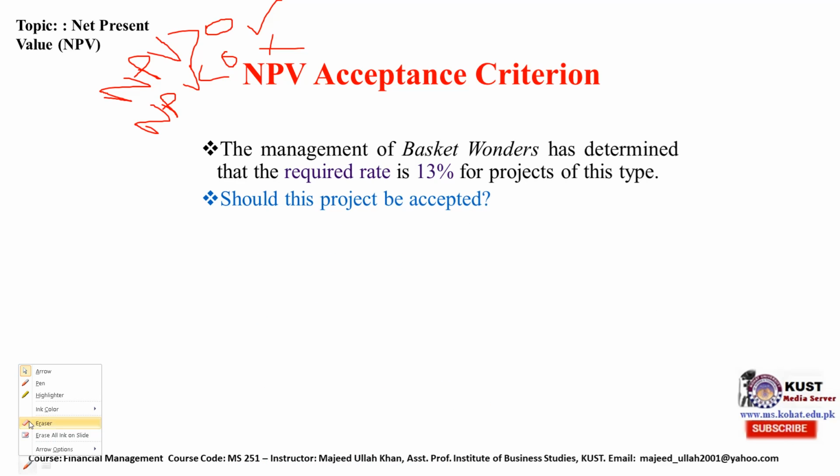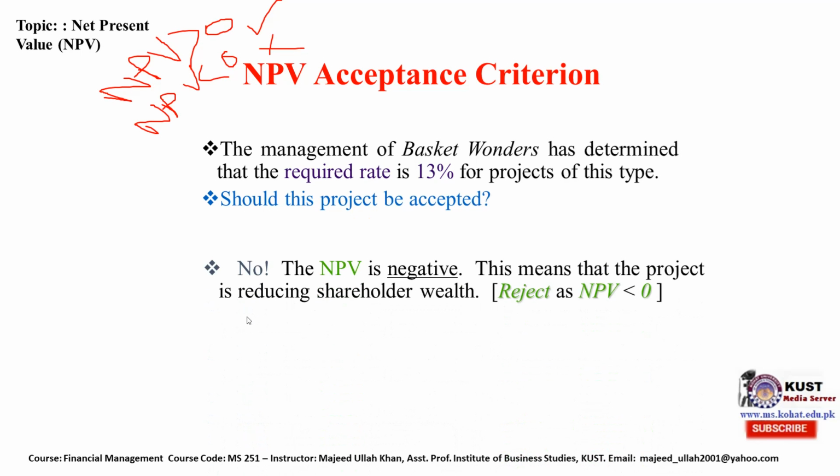The management of Basket Wonders has determined the required rate is 13% for a project of this type. Should this project be accepted? No. Why? As I told you earlier, NPV is negative in this project. This is the main reason. This means the project is reducing shareholder wealth, because when we undertake the project, it will result in an overall negative cash flow. So the criteria is, if NPV is less than 0, we will reject the project. If it is greater than 0, we will accept the project.